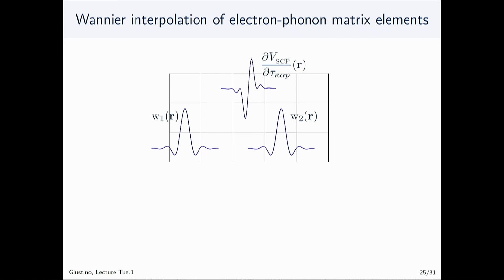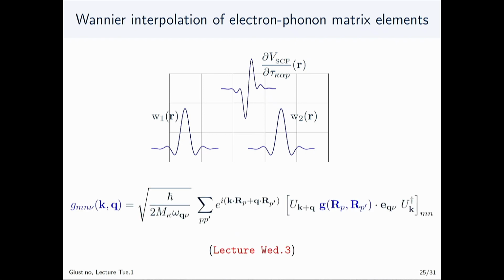So the way to formalize this statement is that one can write down a unitary rotation between the matrix element in the Bloch representation and the Wannier representation. That's basically this expression, which is somewhat a Fourier transform, okay? It's as simple as a Fourier transform. And the idea is that you can go back and forth from left to right.